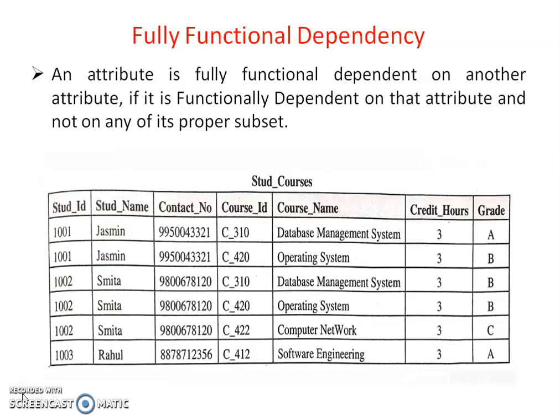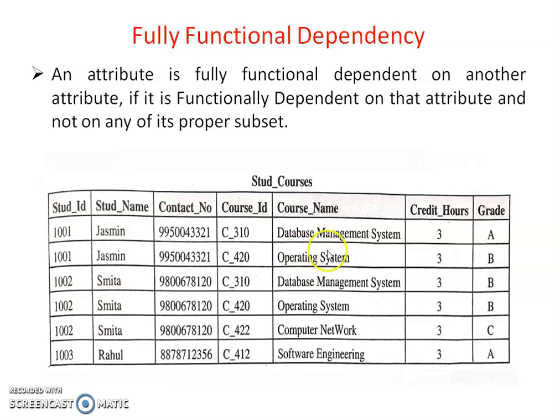The third type of functional dependency is fully functional dependency. It means that an attribute is fully functionally dependent on another attribute if it is functionally dependent on that attribute and not on any of its proper subset. Fully functional dependency occurs only in a relation with a composite primary key, when one or more non-key attributes depend on all the parts of the composite primary key.